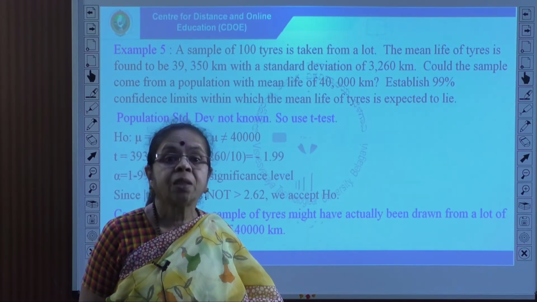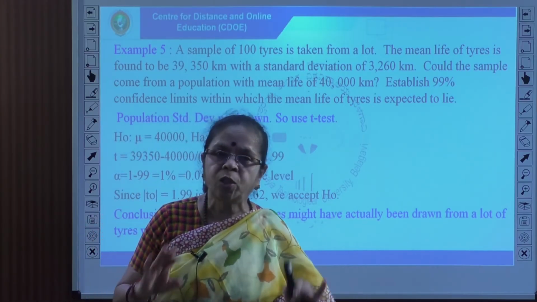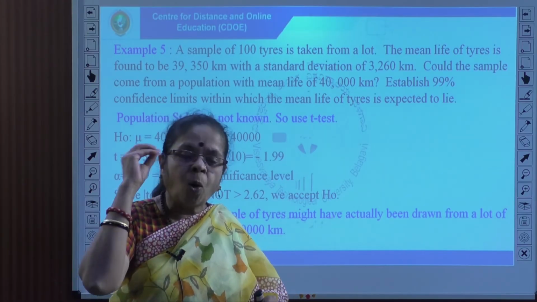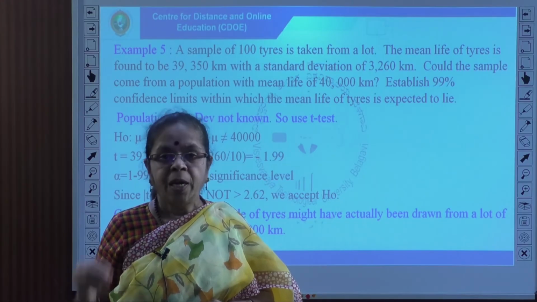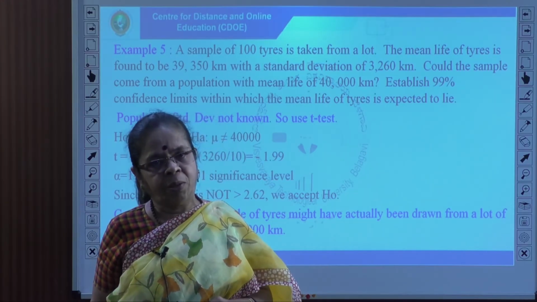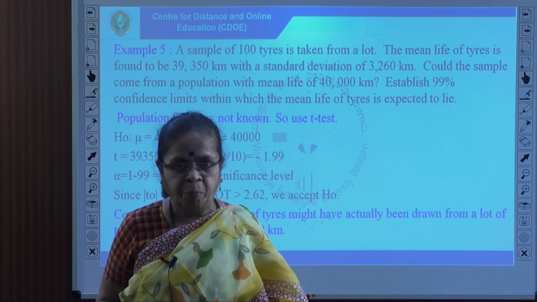Which hypothesis? Null hypothesis. Always remember, acceptance or rejection is only for the null hypothesis. If you accept it, automatically it means you are rejecting the alternative hypothesis. If you reject it, it means automatically you are accepting the alternative hypothesis. Clear? So, I accept the null hypothesis.